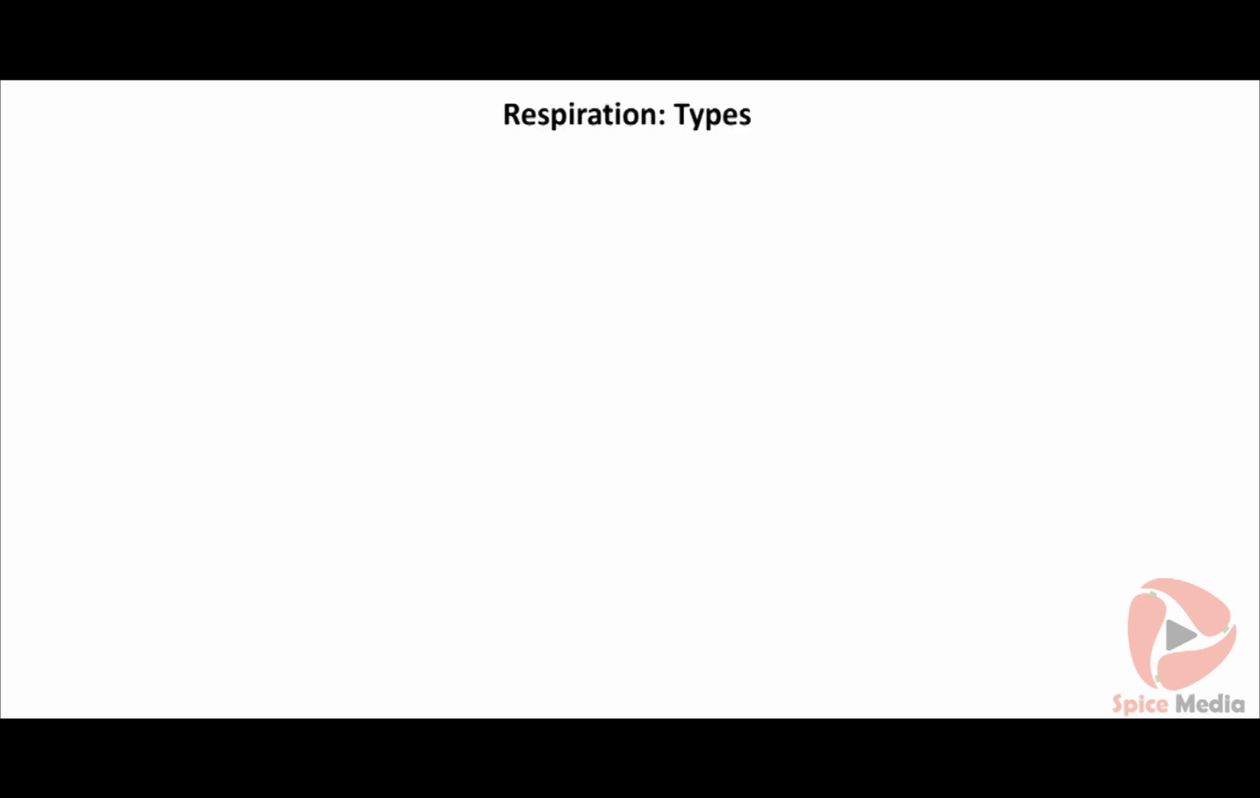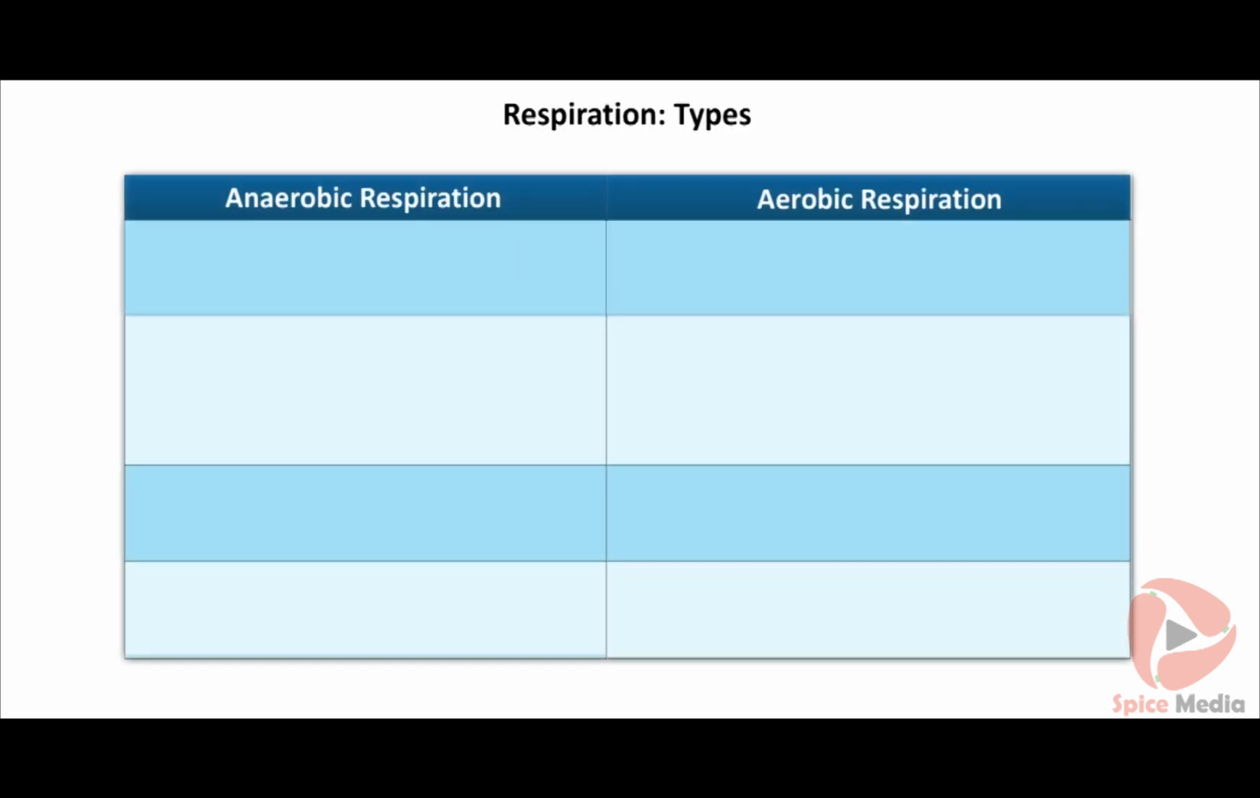Respiration is of two types. They are aerobic and anaerobic respiration. Anaerobic respiration does not require oxygen to derive energy from the food. The aerobic respiration requires oxygen to oxidize and derive energy from the food.